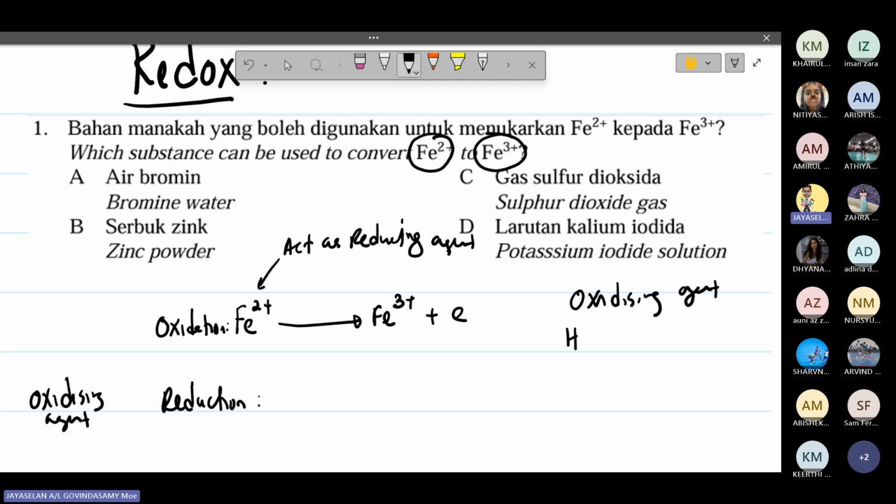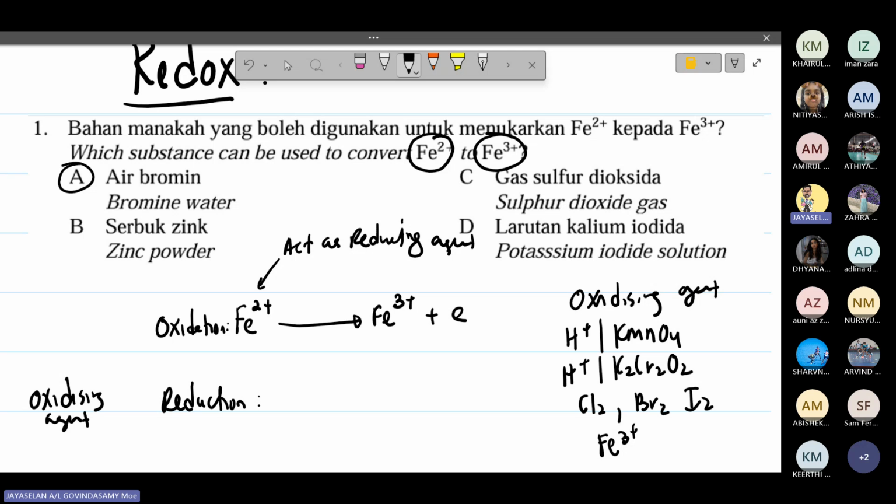What are the oxidizing agents? You must remember acidified potassium manganate(VII), and you can take acidified potassium dichromate(VI), or chlorine solution, bromine solution, iodine solution, or any solution that contains Fe3 positive ion. Okay, so here the answer is A. So you see here bromine solution. You take the bromine solution, it accepts 2 electrons and forms 2 bromide ions. Therefore, this oxidation and reduction can occur simultaneously, and this reaction is called redox.